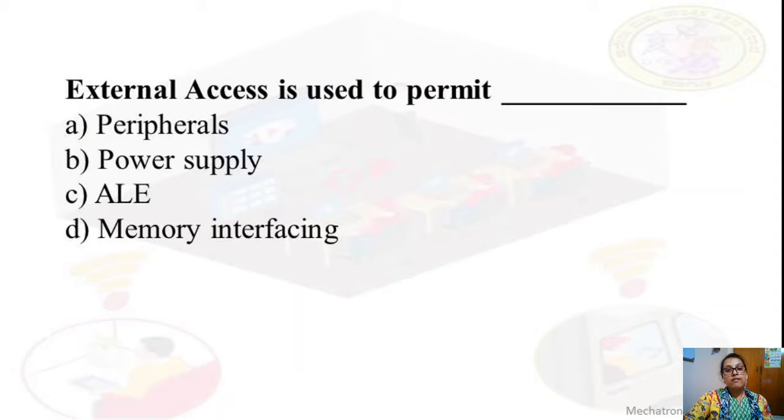Okay, so let us see some multiple choice questions. External access is used to permit: A, peripherals; power supply; ALE; and memory interfacing. So what is the answer? The answer is external access is used to permit memory interfacing.